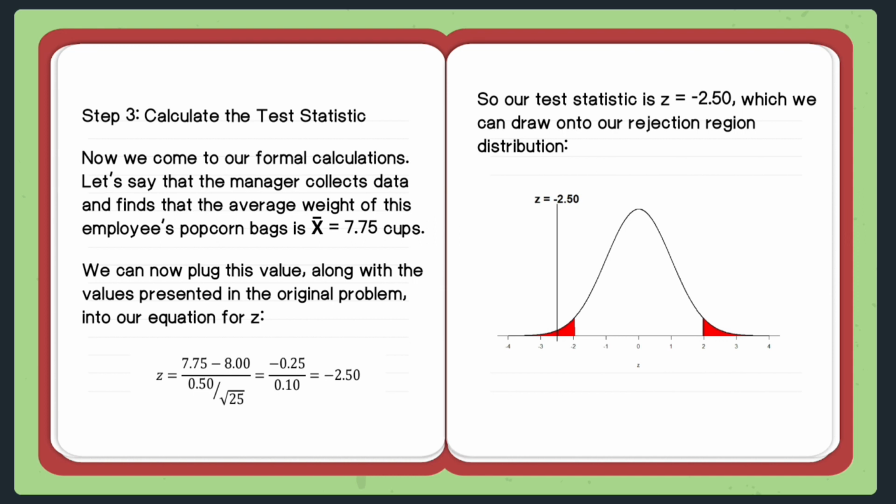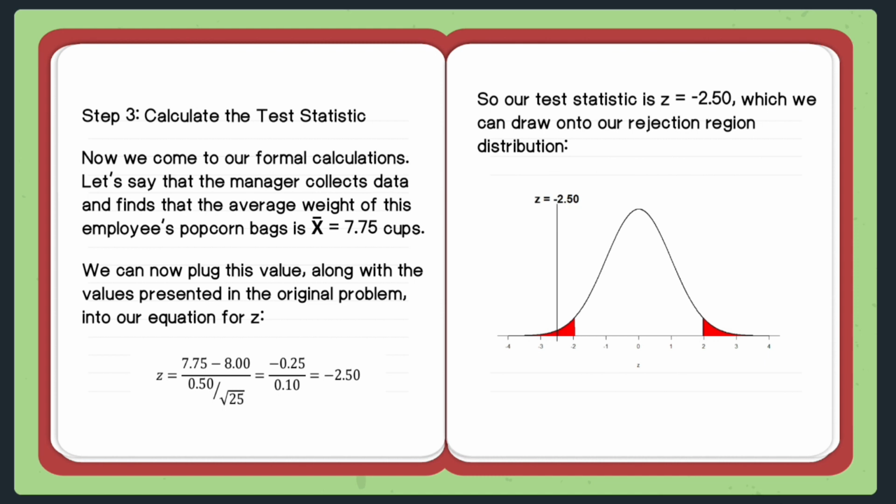Calculate the test statistics. Now we come to our formal calculations. Let's say that the manager collects data and finds that the average weight of this employee's popcorn bags is the mean equal to 7.75 cups. We can now plug this value along with the values presented in the original problem into our equations for z.